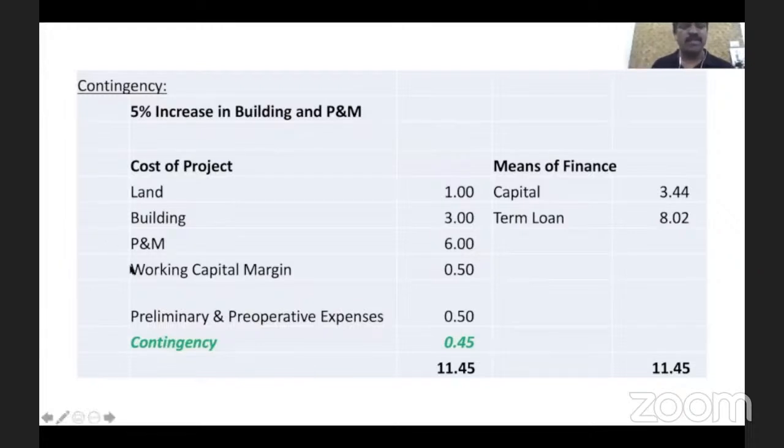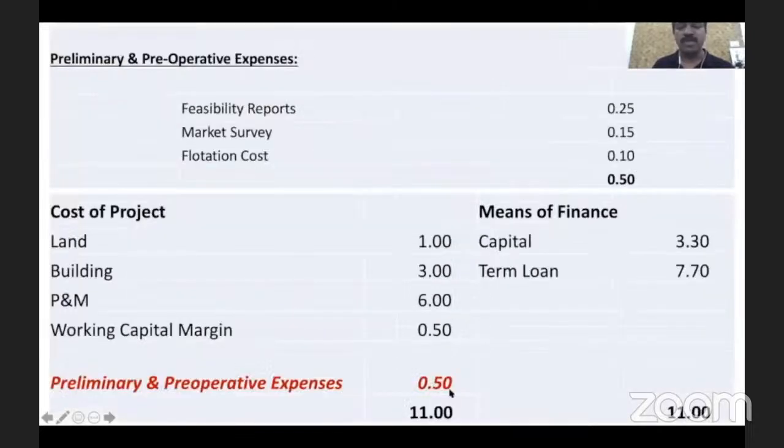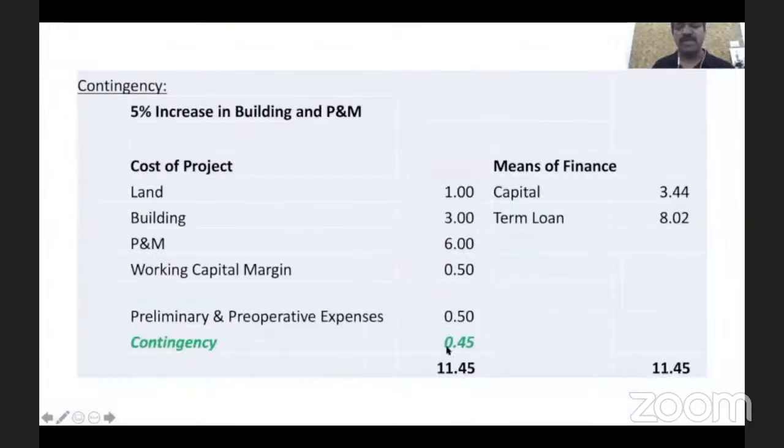So what I'm doing, along with working capital margin and preliminary pre-operative expenses, I'm also adding a component called contingency, which is 5% applied on building and plant and machinery. Okay, so 3 crore plus 6 crore, 9 crore. 9 crore into 5% is 0.45. So already we had how much? We had 11 crore. With 11 crore, this 0.45 is added. It means now the cost of the project is 11.45 crore. Remember, we started with 10 crore. Now it has become 11.45 crore.